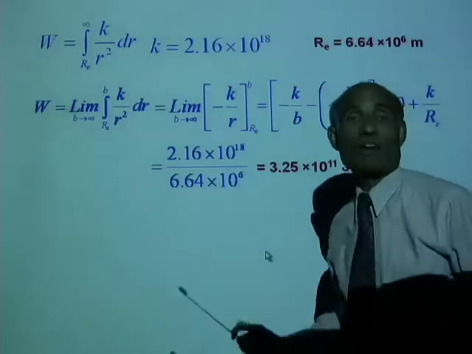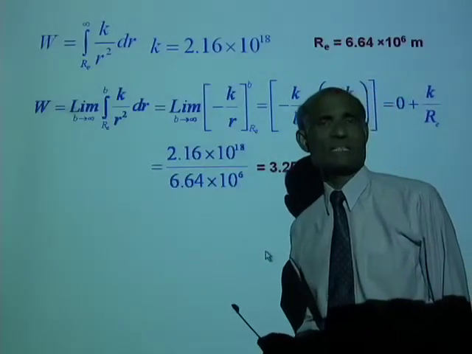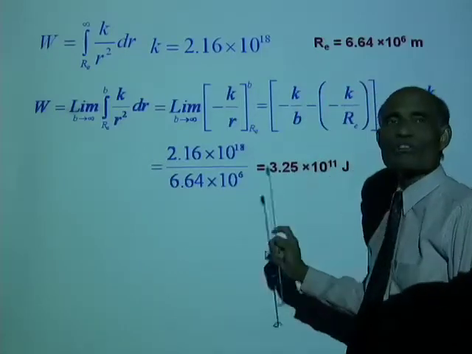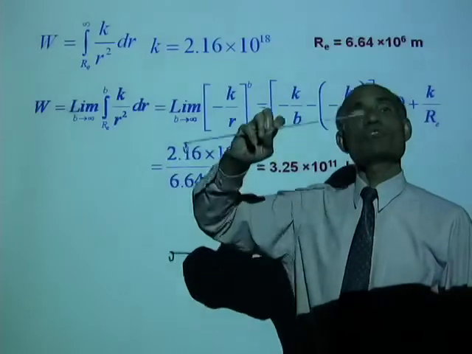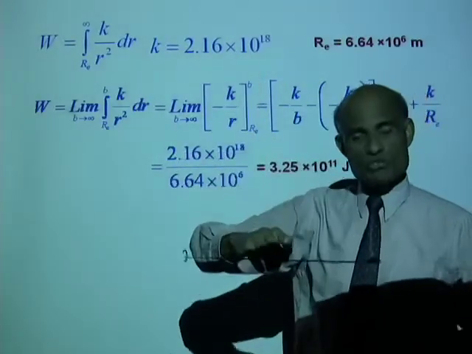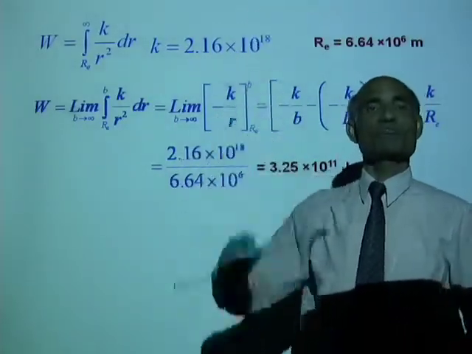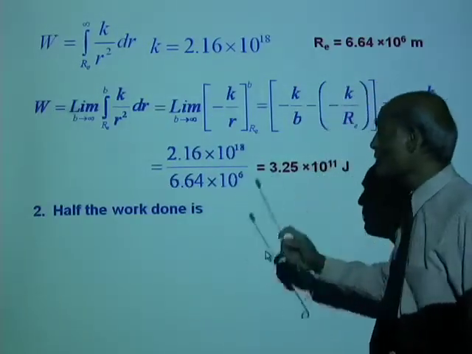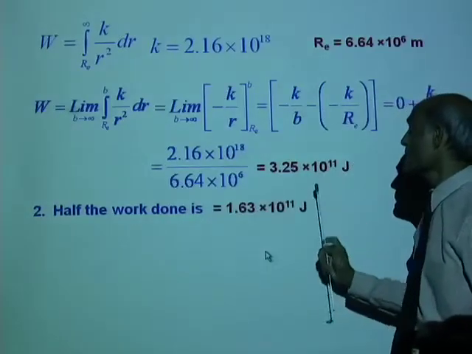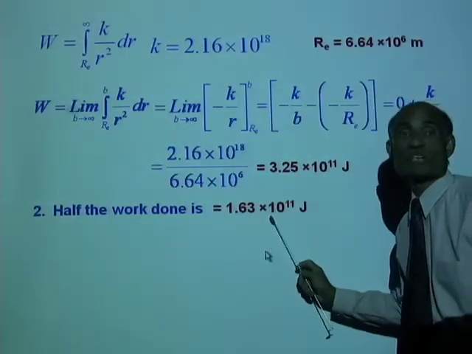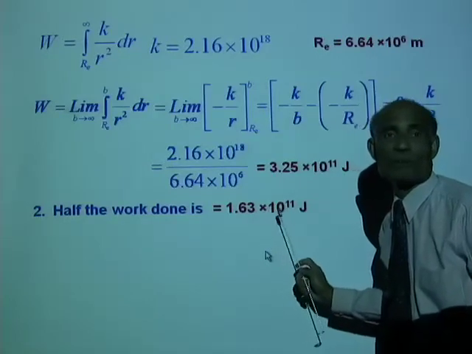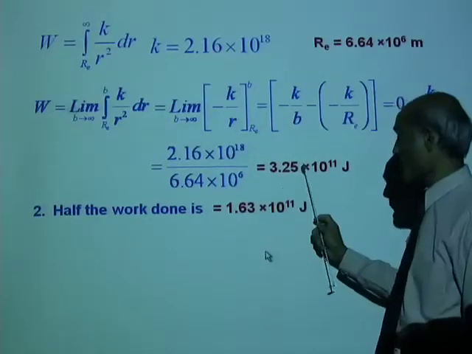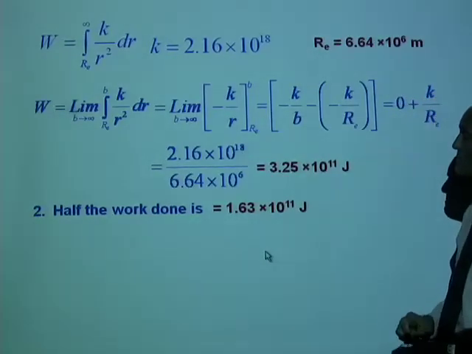Now we have a second part for this problem. You remember what that is? Second part is, when half this work is done, what is the altitude of the rocket? What is the distance of the rocket from the surface of the Earth? That is the second problem. So, when half this work is done, half of this work is 1.63 times 10 to the power of 11, isn't it? Half of this, just divide this by 2. So half of this will be 1.63 times 10 to the 11 joules.